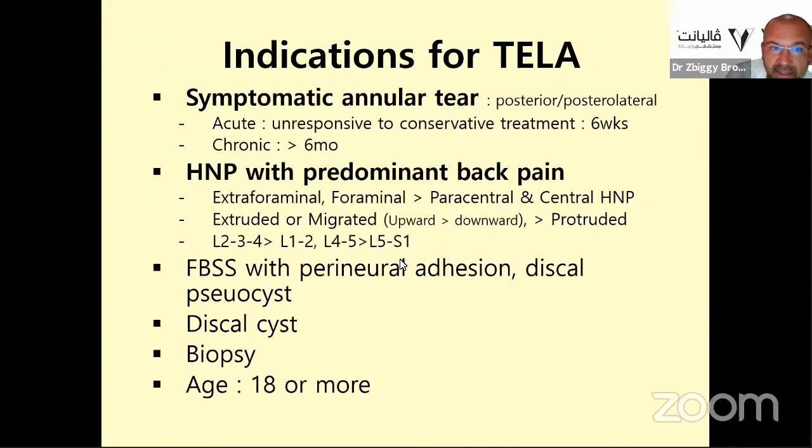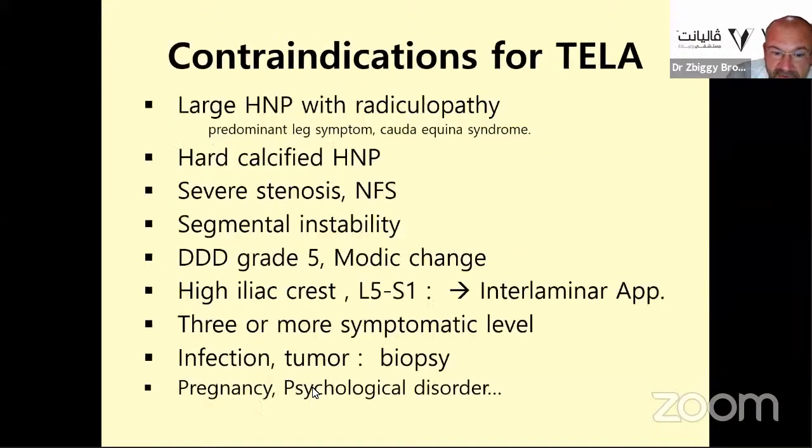postoperative discogenic back pain. So the indication is symptomatic annular tear, herniated nucleus with predominant back pain, failed back surgery syndrome, discitis, biopsy, and the patient has to be an adult. Contraindication: if we have a large herniated disc with radiculopathy, better the conventional monoportal, or interlaminar if this is the level L5-S1. Hard disc calcified, we cannot operate. Severe stenosis, also segmental instability, disc degenerative disease grade 5. Still, we have to have some hydrated nucleus and minimum osteophytes.